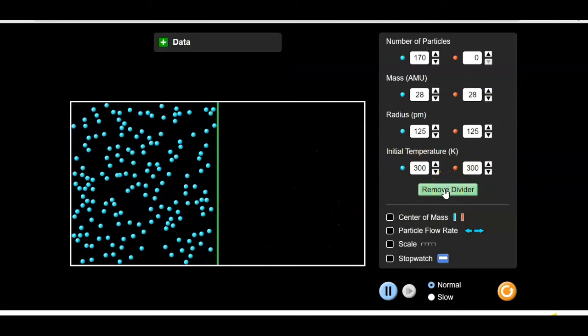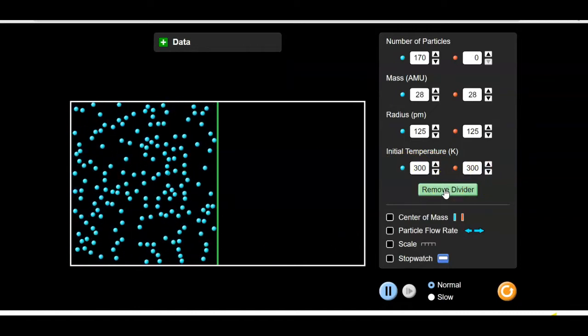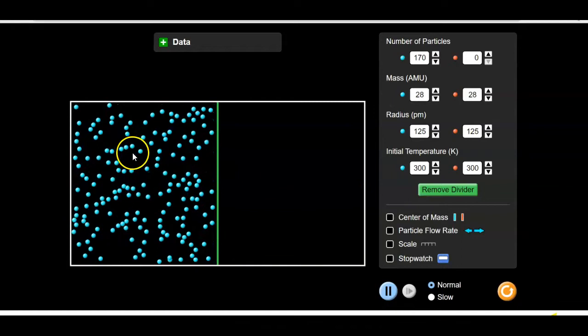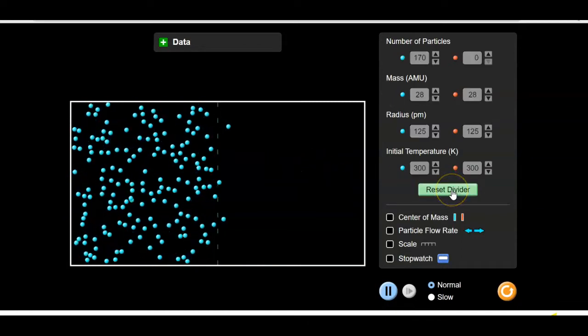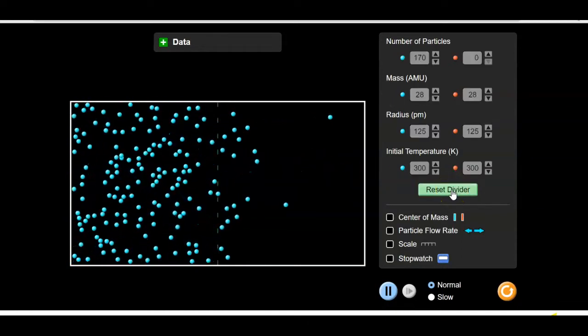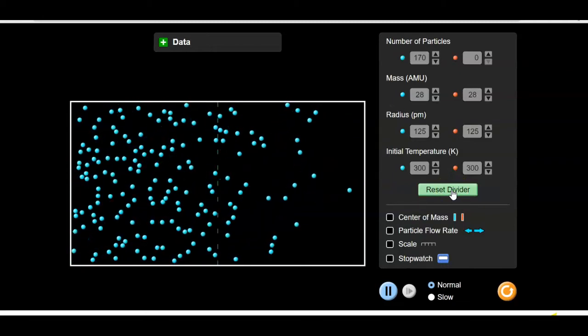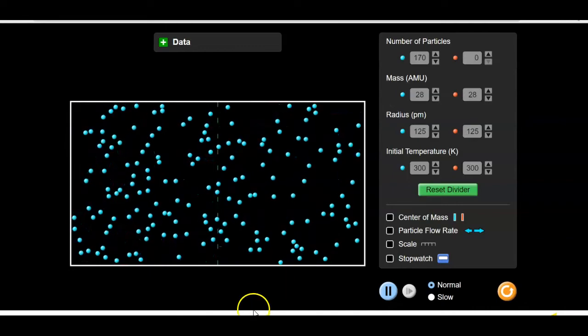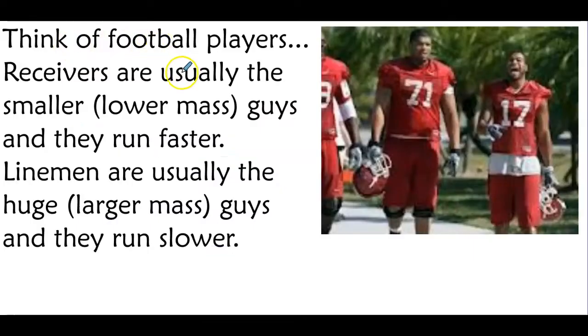In this example, we'll see the process of diffusion, when I remove the divider, where the particles move from an area of high concentration to an area of low concentration. And there they go. Diffusion is basically gases spreading from high concentration to low concentration. So think of football players. Receivers are usually smaller, lower mass, and that means that they run faster. Linemen are usually larger in mass, and so they run slower.